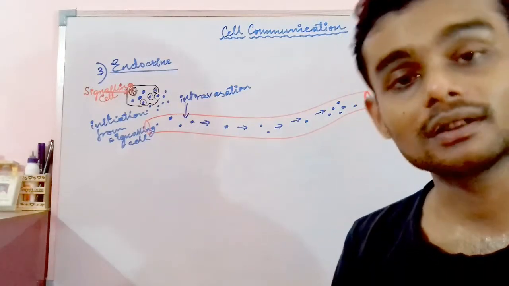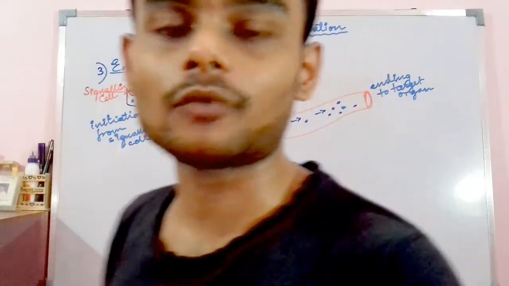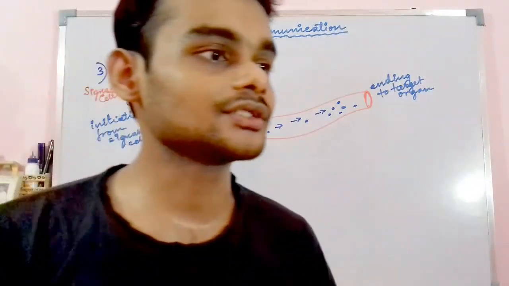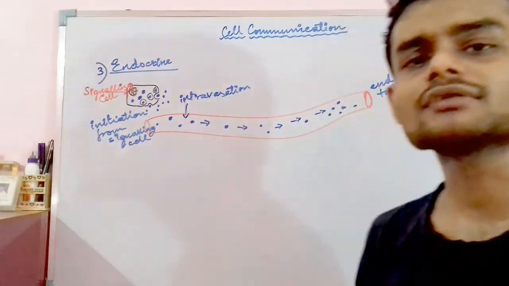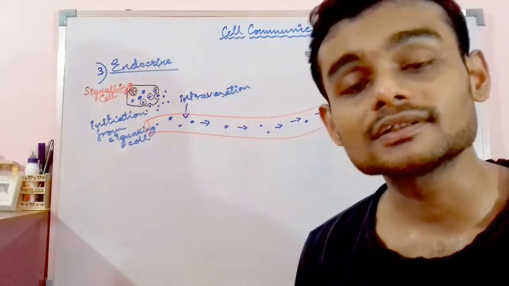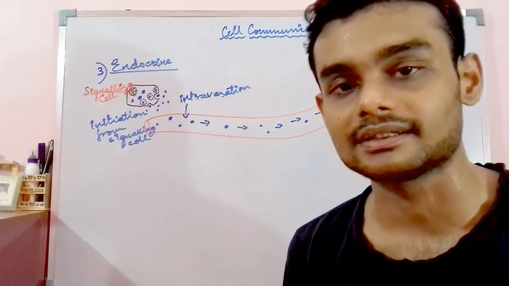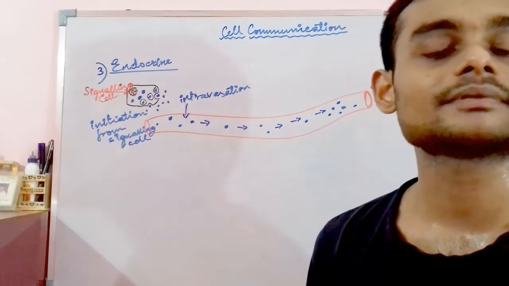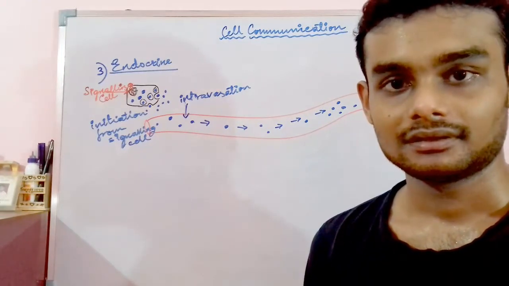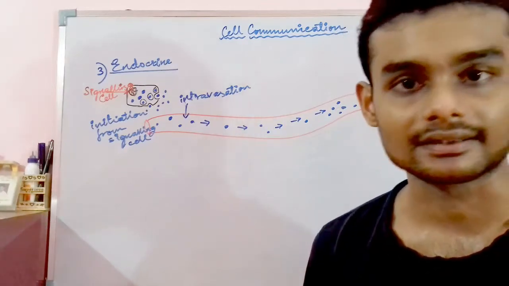arterioles or the arteries. Suppose the signaling molecule is present at a location where blood capillaries are also present, and apart from the blood capillaries, arterioles or arteries might also be present, or veins and venules might also be present. So it is not always that the endings of the blood vessels are present there.